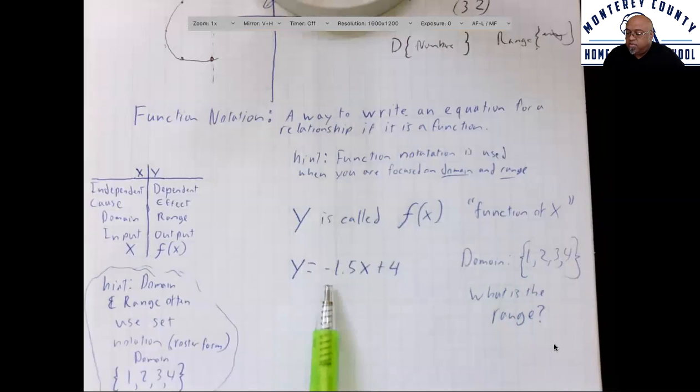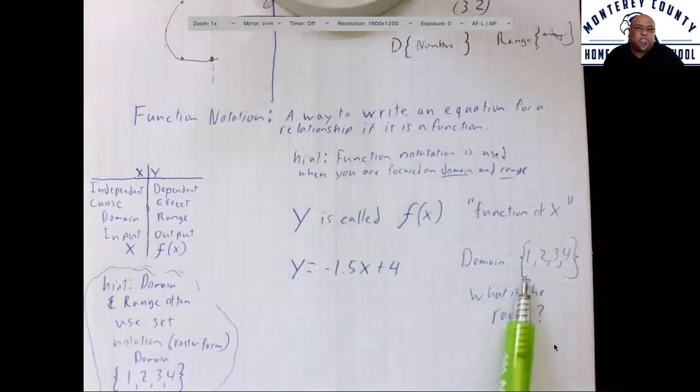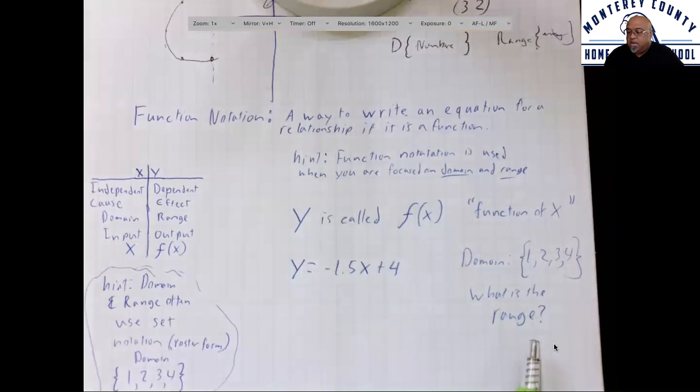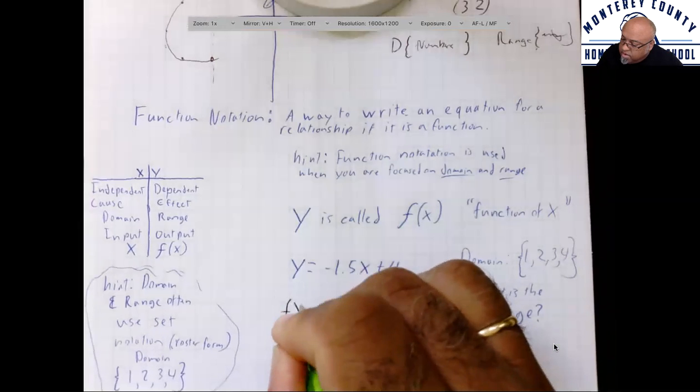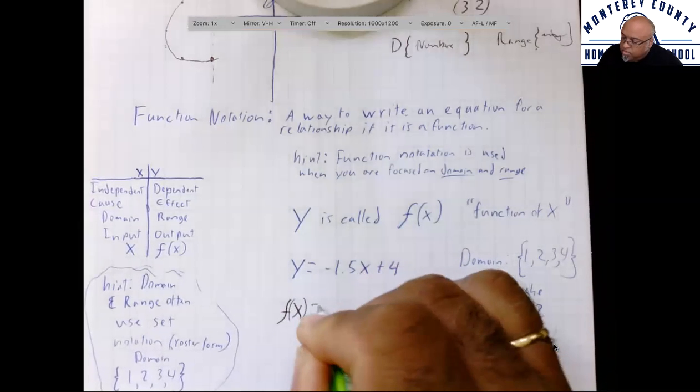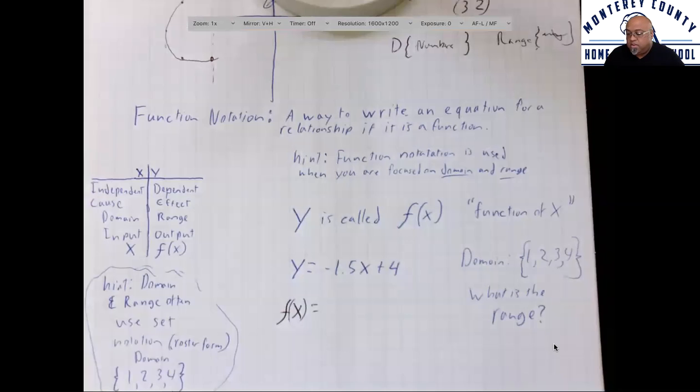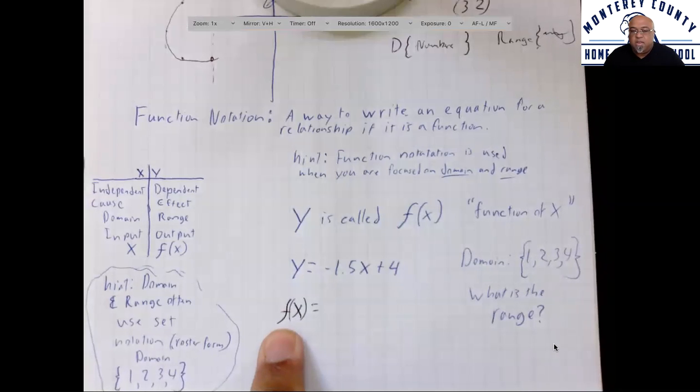Y is equal to negative 1.5x plus 4, and it has a given domain. Now, remember, the domain is just a fancy word for the x values of 1, 2, 3, and 4. Then what would the range be? Now, since I refer to this as domain, instead of writing y, I'm going to write the function of x. Now, when you write it as function of x, then the notation style is you have a slanted f, which represents the word function, parentheses with x in it.